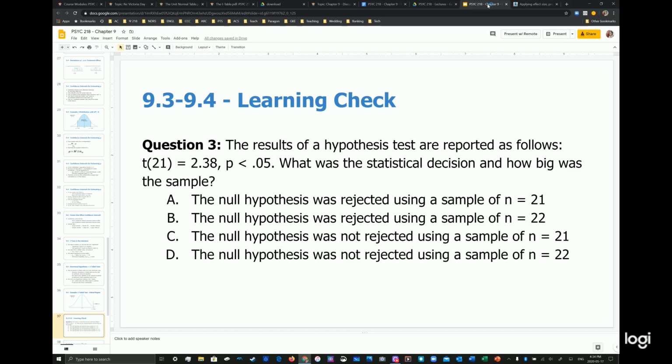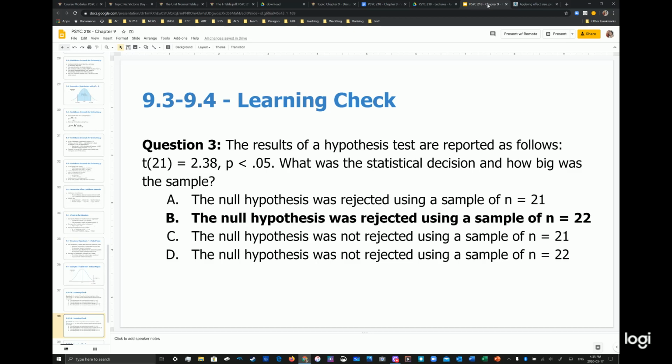Take a moment. You can review in the previous slides if you need to. Figure out what the sample size is based on the degrees of freedom, where that is reported in that line. And what does it mean when the p observed is less than alpha? If you remember that degrees of freedom is n minus 1, then the sample size is 1 larger than your degrees of freedom. And when the p observed is less than alpha, the decision is to reject the null. So B would be correct.